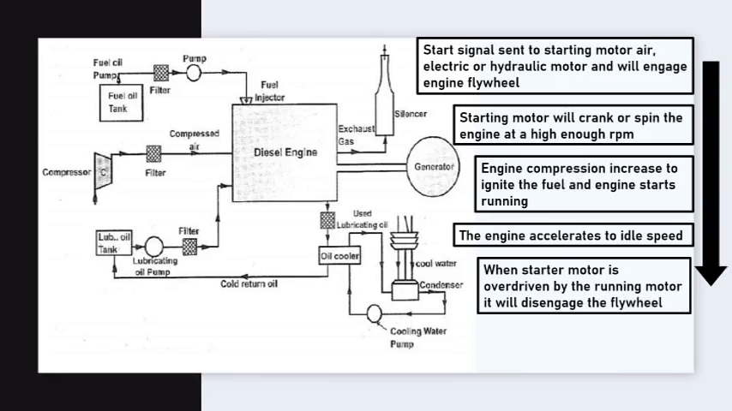Next, the starting motor will crank or spin the engine at a high enough RPM. Next, engine compression increases to ignite the fuel and the engine starts running. Next, the engine accelerates to idle speed. And lastly, when the starter motor is overdriven by the running motor, it will disengage from the flywheel.